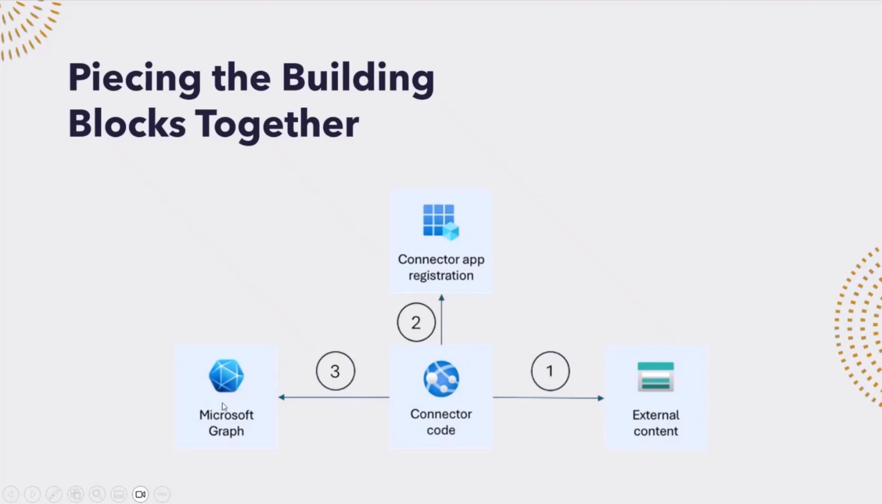So we have a Microsoft Graph, we have a registered Azure AD app, connector code, and then external content. We grab the data, we get authentication from the Microsoft Graph, and then we convert the external data into a form that we can ingest, defining all the properties, metadata, ACL, etc., and permissioning, and then create a connection and ingest into Microsoft 365.